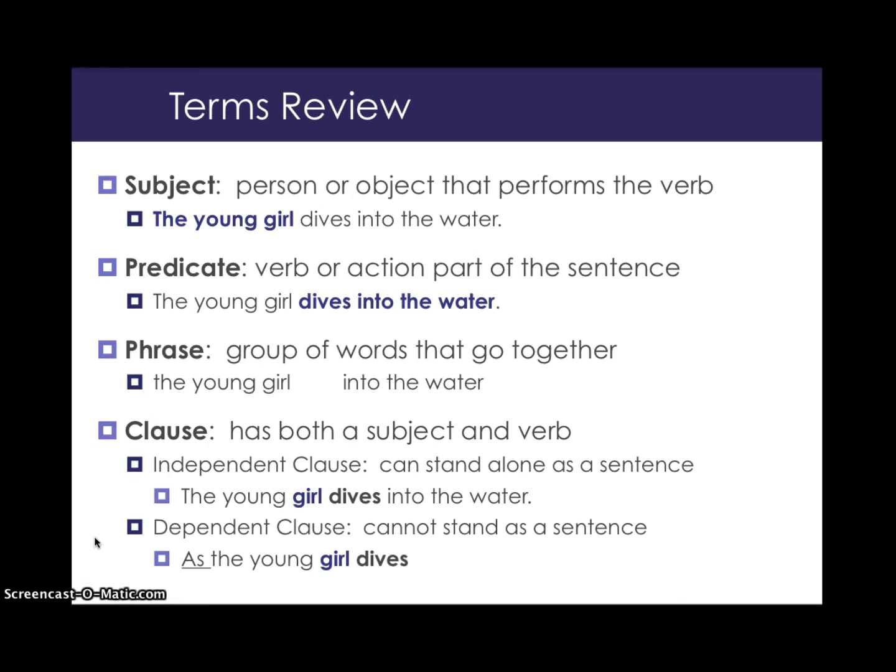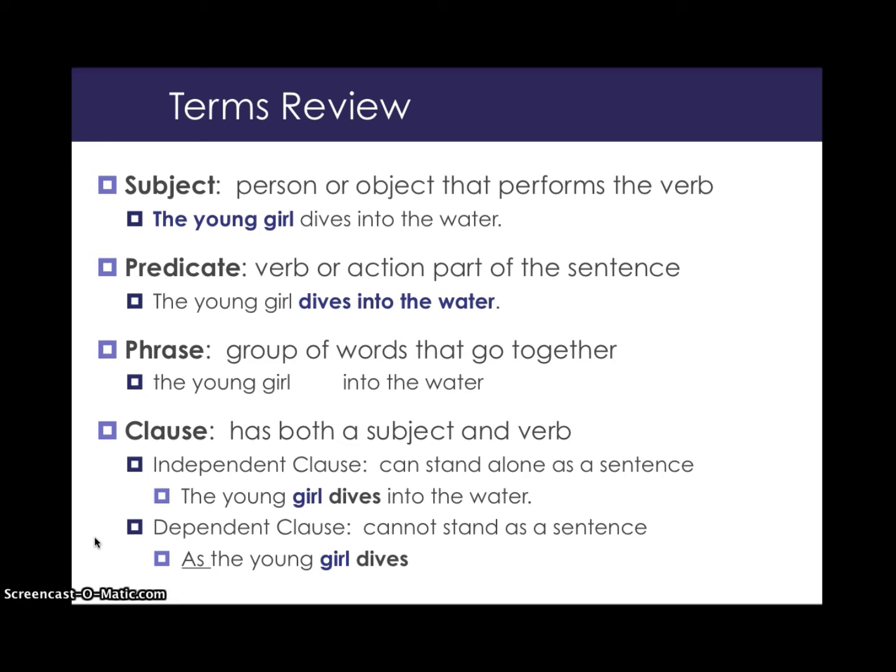The subject, remember that's the person or object performing the verb in the sentence. It's the main noun of the sentence. So in the sentence, the young girl dives into the water, the young girl is the subject. That's the person performing the action.